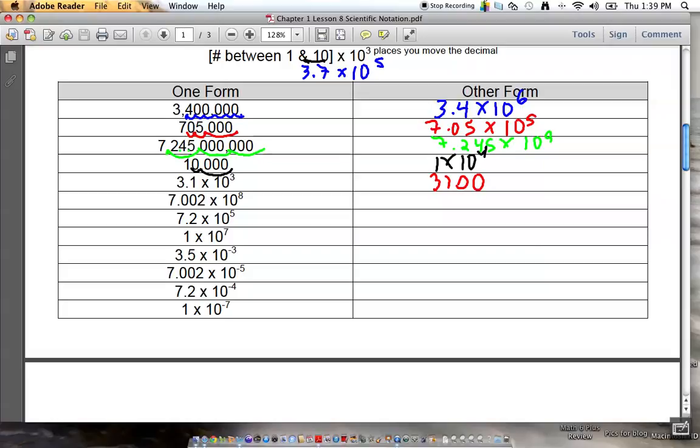If you doubt me, if you went backwards, wouldn't you get 3.1 times 10 to the 3rd? You with me on that? You always check yourself going backwards. Try the next one. Oh, okay, I get it. 7.002 times 10 to the 8th.